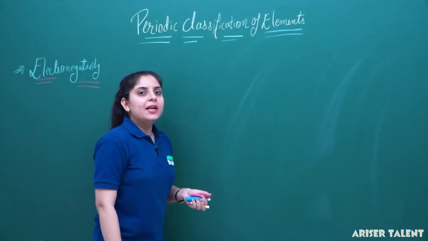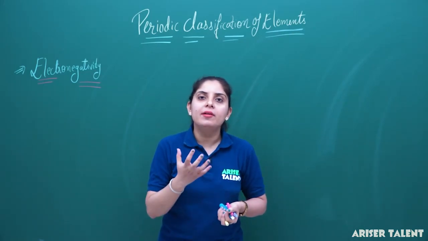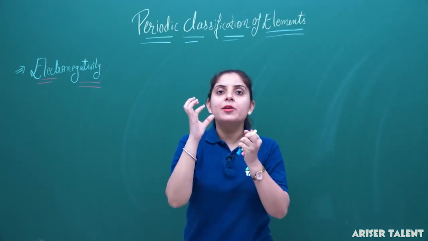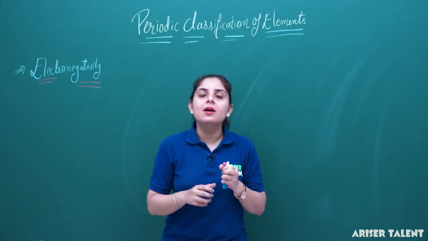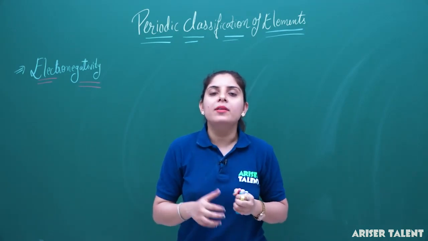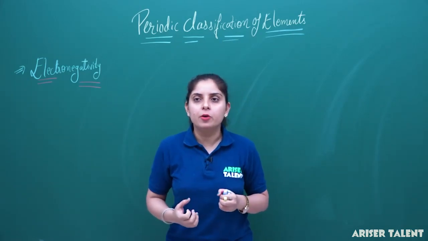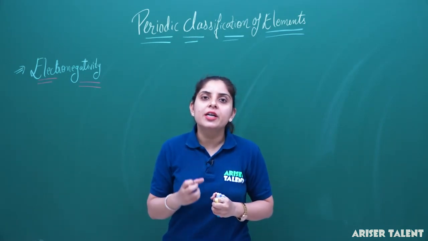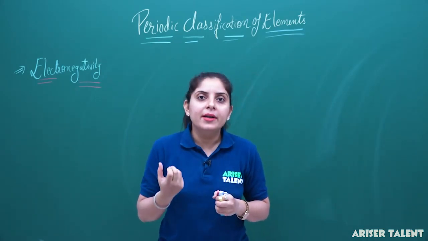Electronegativity is actually the ability of an element to attract a shared pair of electrons, but this shared pair of electrons will not be attracted by an isolated atom. It means there must be a bond present between the atoms. It may be a covalent bond that exists between the atoms or the molecule to attract the shared pair of electrons. So it is the property of an element to attract the shared pair of electrons, but not in the isolated state, only in the bonded atom.